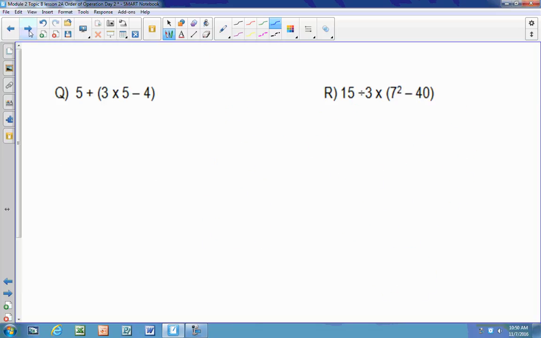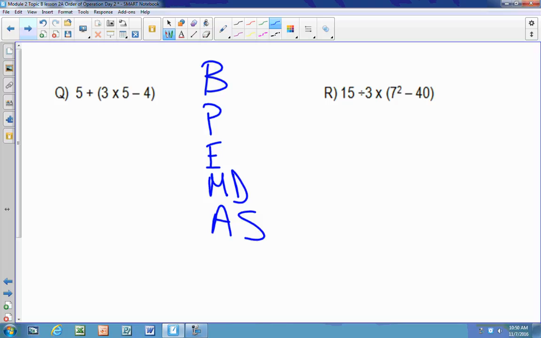Letter Q. This time I'm just going to write my letters in the middle, but I am not going to write my little hints. I should know them by now. So there's no brackets, but there are parentheses. And in the parentheses, there's multiplication and subtraction. And I see that multiplication comes before subtraction, so I'm going to do that first and rewrite everything else. Now I still have parentheses, so I have to finish that out.